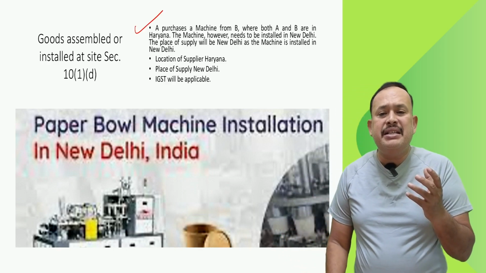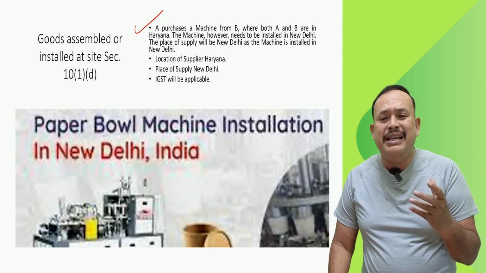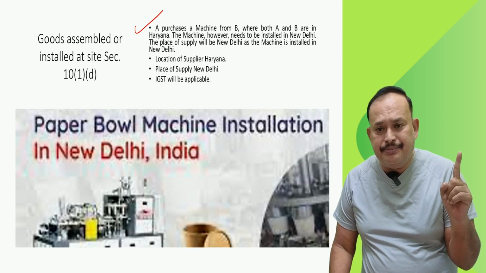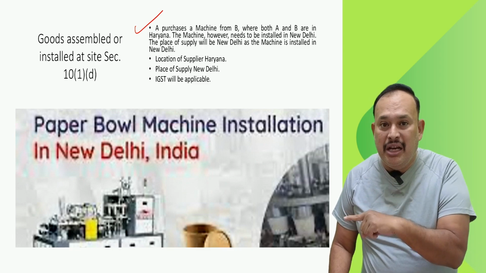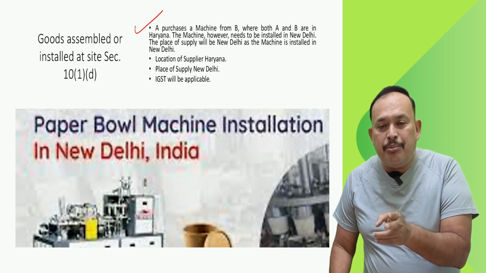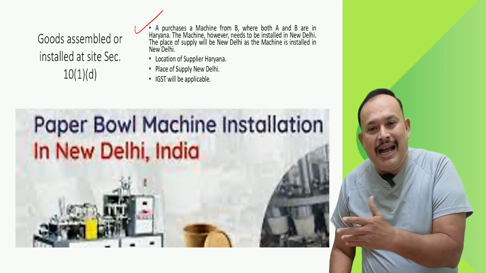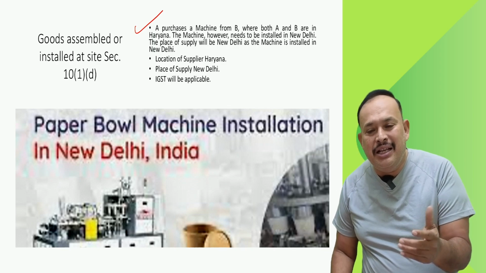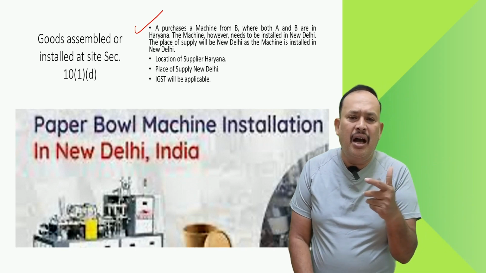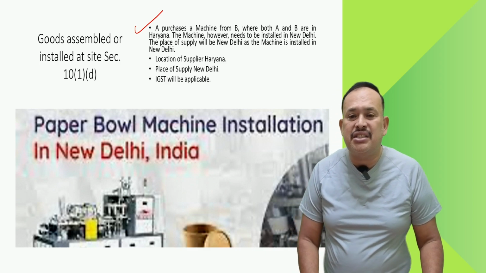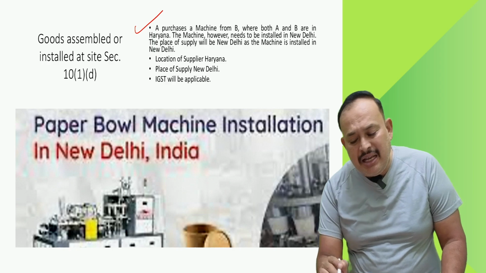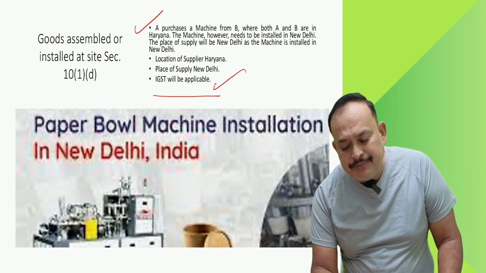A purchases a machine from B where both A and B are in Haryana. The machine, however, needs to be installed in New Delhi. The place of supply goes to New Delhi as the machine is installed in New Delhi. Location of supplier, Haryana. Place of supply, New Delhi. Therefore, it is an interstate supply, liable to pay, if any, IGST.